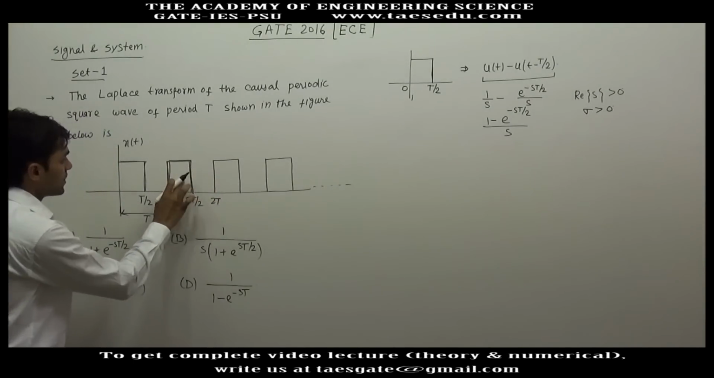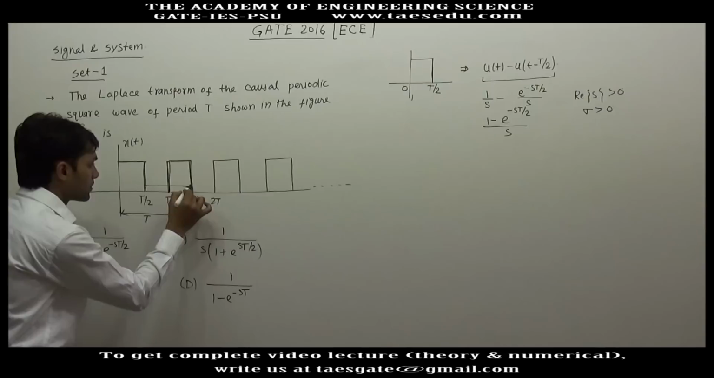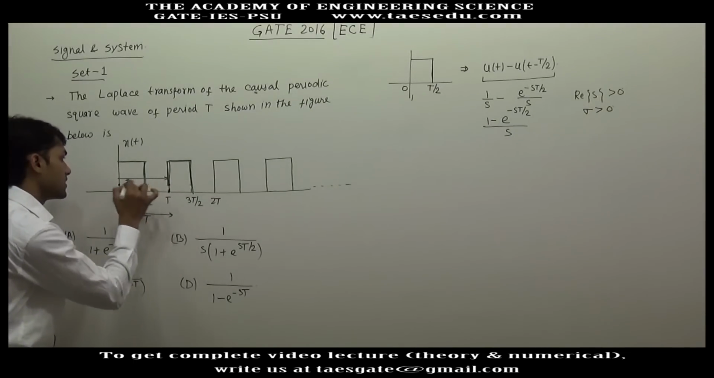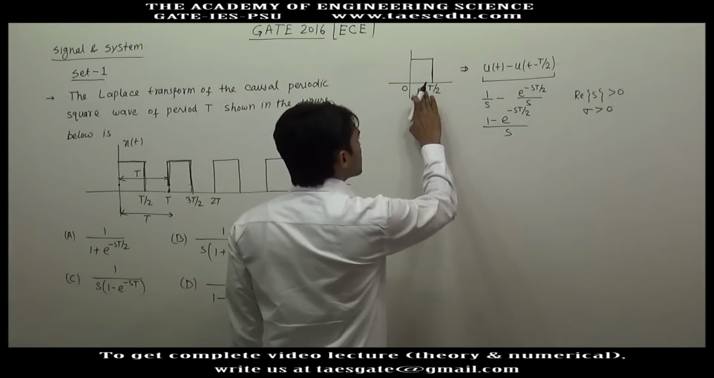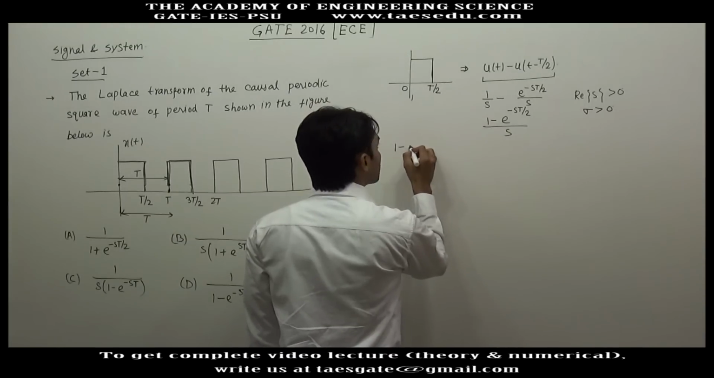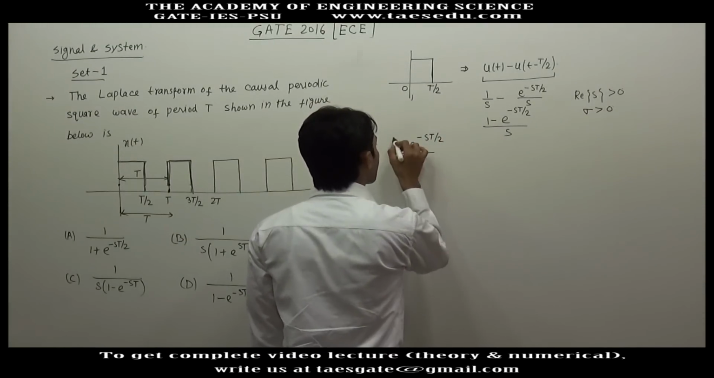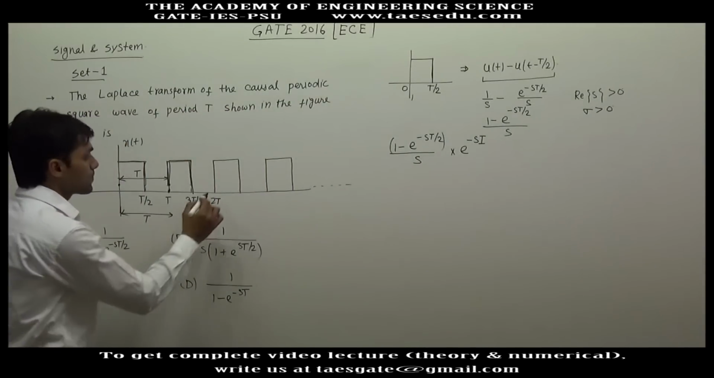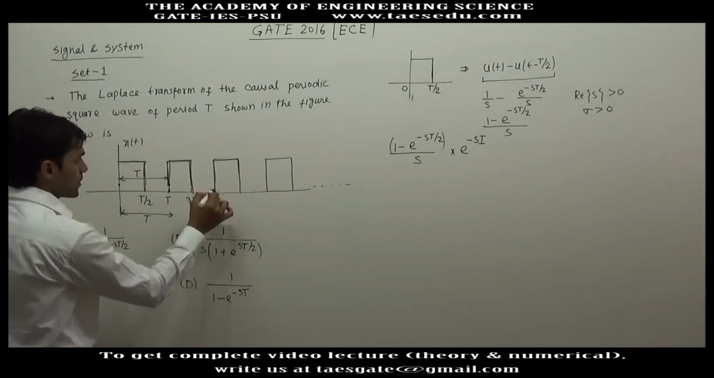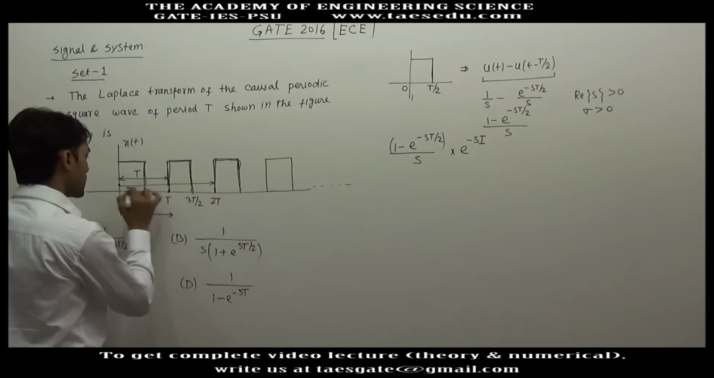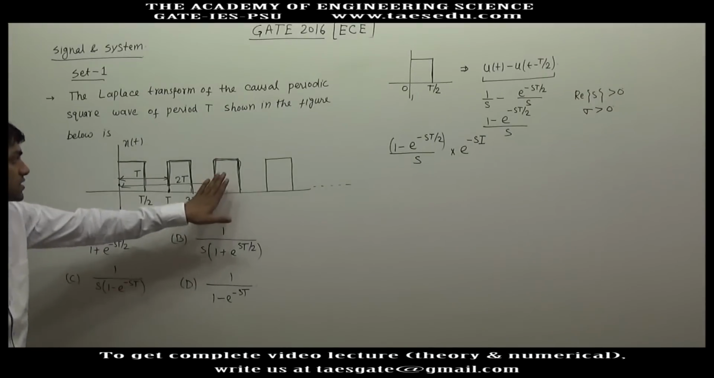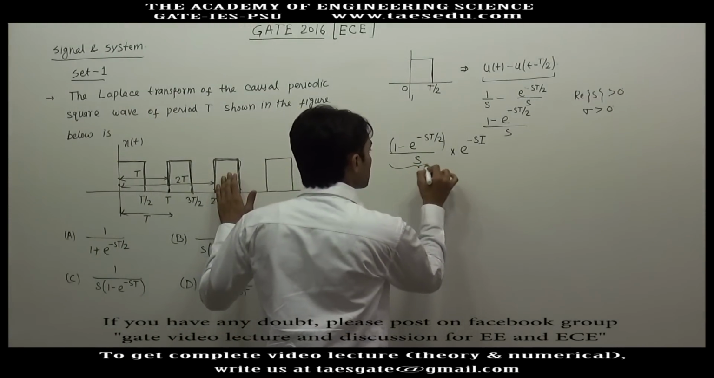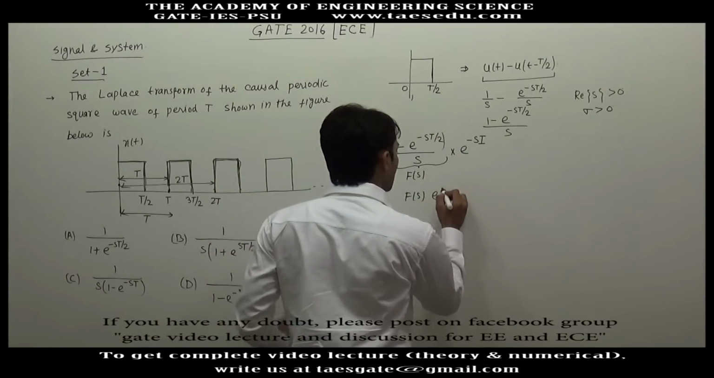This signal is nothing but a delayed version of the first signal. This signal starts at 0, the next starts at T, and these two signals are identical, so the delay is T. If you delay this signal by T, the Laplace transform of the delayed signal will be F(s), with a factor e to power minus s into delay, and the delay is capital T. Similarly, the third signal is a delayed version of the first square wave, and the delay is 2T. So Laplace of this third signal will be F(s) into e to power minus 2sT.